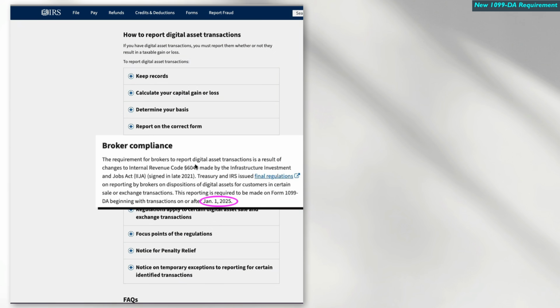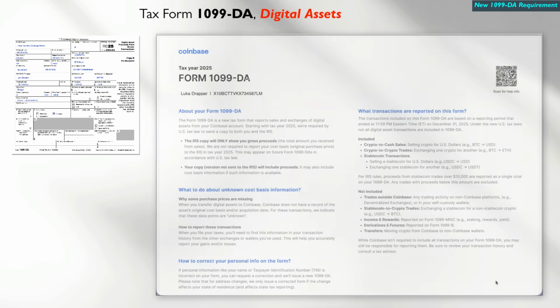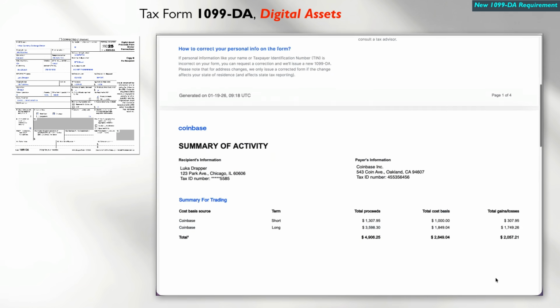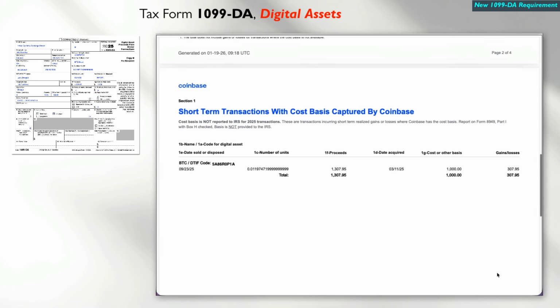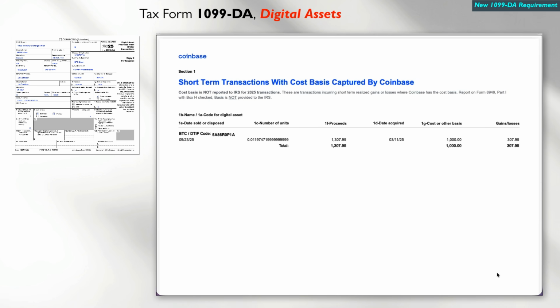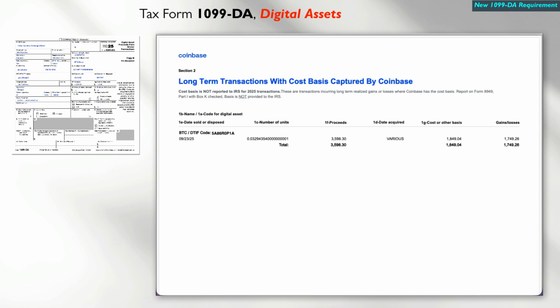Additionally, starting with tax year 2025, U.S. cryptocurrency marketplaces are required to send users a new tax form 1099-DA for certain digital asset transactions. Coinbase should send you that form for any transactions involving sell or conversion. I will explain how to read the 1099-DA and enter it into tax software later in the video.